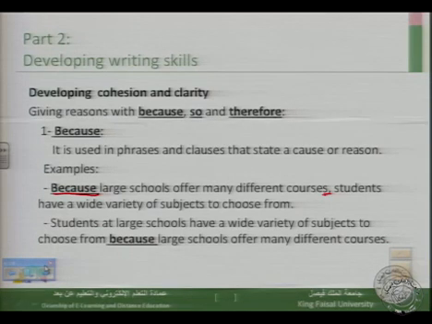So here we have the second part, which is the cause. The cause is that large schools offer many different courses, and the result is that students at large schools have a wide variety of subjects to choose from. Here we have because in the middle of the sentence, and we don't have any commas or full stops or capital letter coming with it.